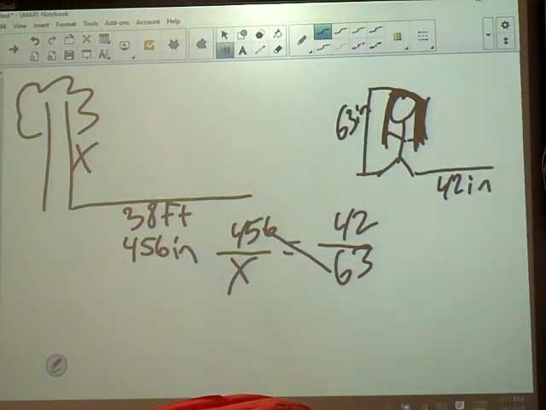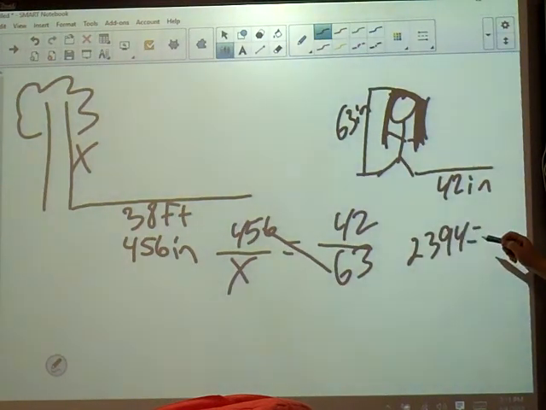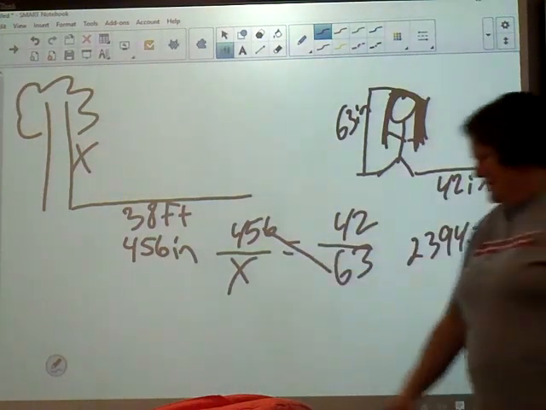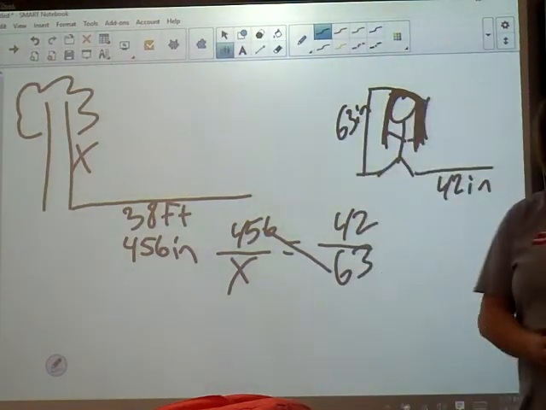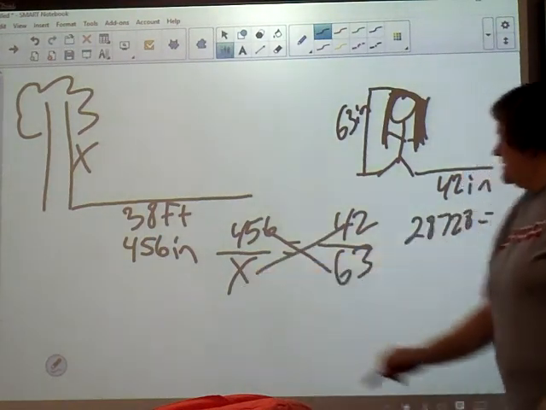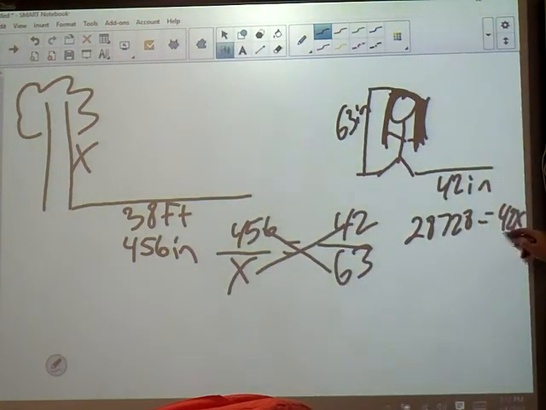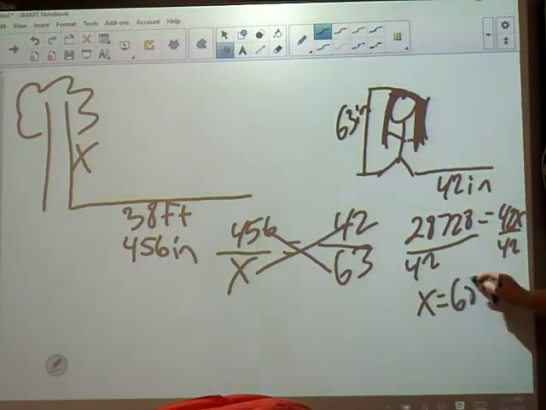456 times 63. 2,334. Is that right? I would have guessed bigger. 38 times... Whoa, wrong. Sorry, I looked at the feet. 28,728. Now we're good. That equals 42x, so divide by 42. 684. So my tree is 684 inches tall.